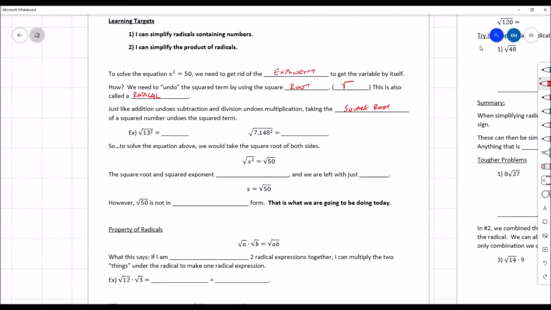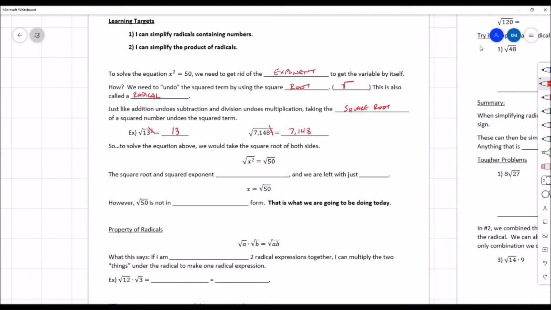The square root of a squared number undoes the squared term. So you see that here we have the square root of 13 squared. The square root of a squared number cancels each other out, gives me 13. Same for the square root of 7,148 squared, they cancel each other out. We don't need a calculator to do any of those because they're just inverse operations, just like multiplication is to division and subtraction is to addition.